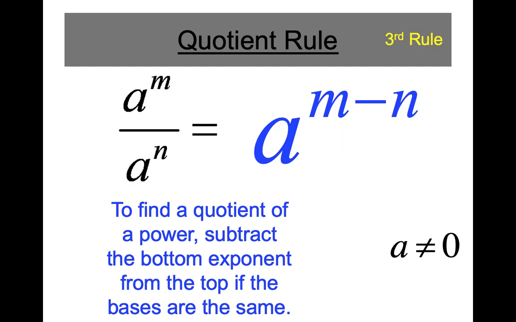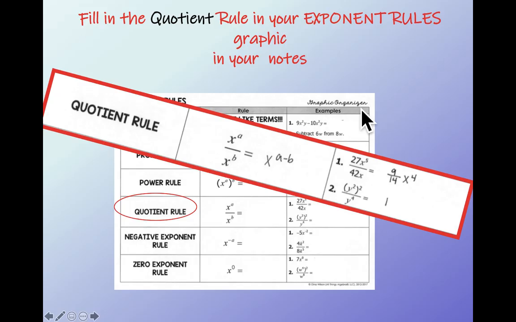So that's our pattern, that we subtract the exponents in the quotient rule. The quotient rule says that a to the m over a to the n is equal to a to the m minus n. On your handout in your notes, you're going to record the quotient rule as x to the a minus b.